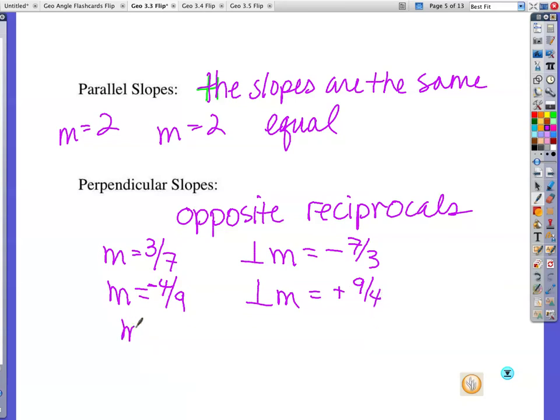Let's take a number like 5. The reciprocal of 5, think about it, it's actually 5/1. So for perpendicular, we change the sign to negative, and then you flip 5/1 becomes 1/5. So 5 and -1/5 are opposite reciprocals, and if you were to graph a line with a slope of 5 and then graph another one with a slope of -1/5, perpendicular.